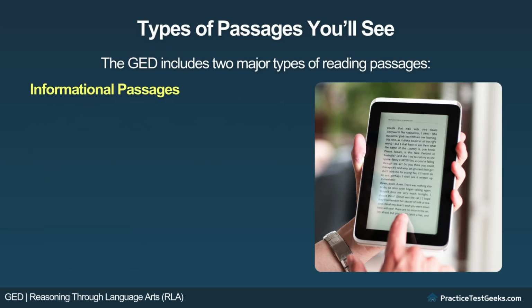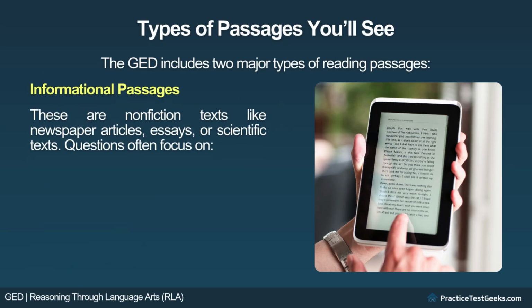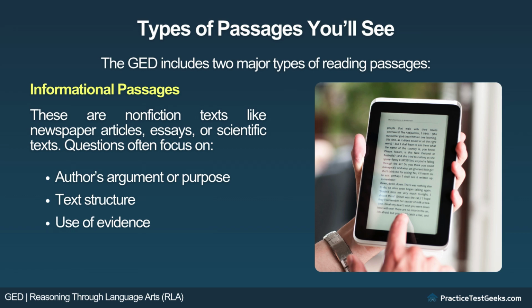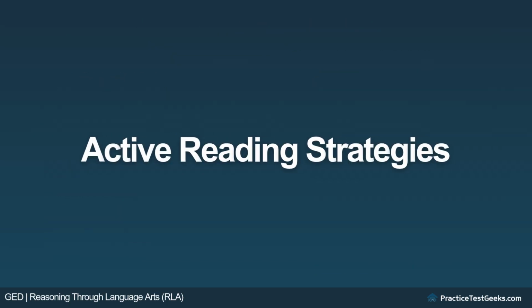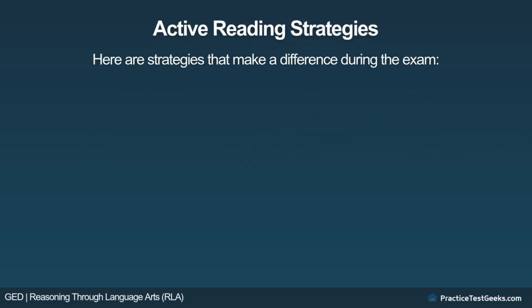2. Informational passages. These are nonfiction texts like newspaper articles, essays, or scientific texts. Questions often focus on author's argument or purpose, text structure, use of evidence, fact versus opinion. Let's keep going. Understanding these passage types is key to answering GED questions with confidence. You've seen the types of passages. Now, let's talk about how to approach them effectively.